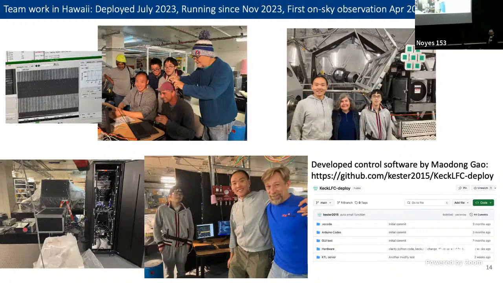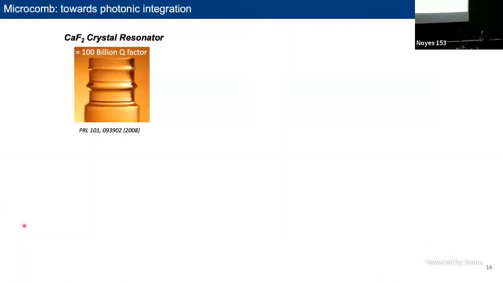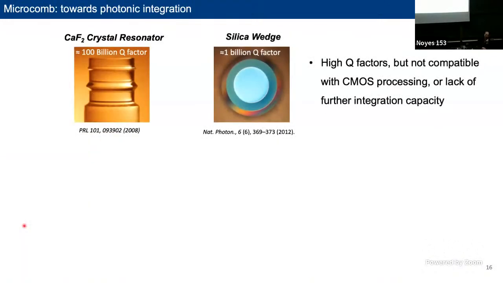So we need to push this size further down, and the idea to do this is through integrated photonics, or what we call integrated optical frequency combs. That will be the focus of the second part of my presentation. To start with, we'll give a brief introduction to one critical component of the integrated frequency comb, which is the optical resonator.